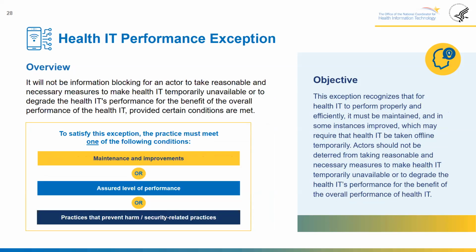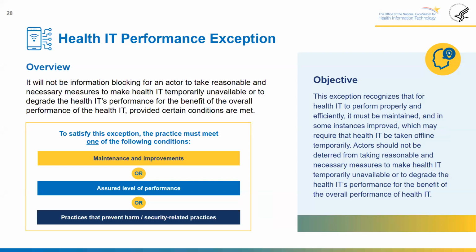Okay, so this is the health IT performance exception that we're going to talk about. This is the last exception within the first bucket of exceptions that have to do with not providing access, exchange, or use of EHI in certain circumstances. So why is this exception necessary? Sometimes actors should be able to temporarily take down a system or degrade the health IT to improve the performance of the overall health IT. And this exception acknowledges that that's okay under certain circumstances as long as certain conditions are met. So let's talk about the conditions for a minute.